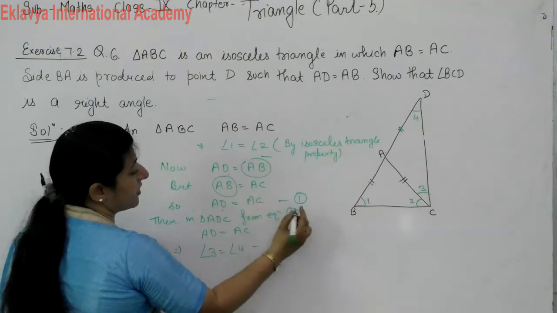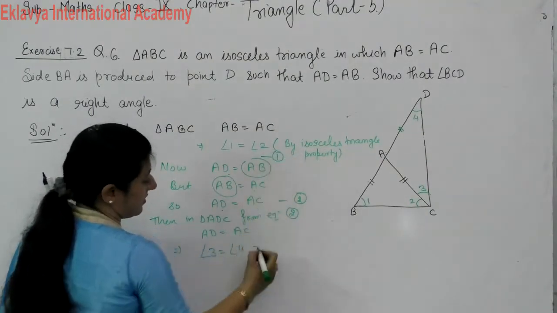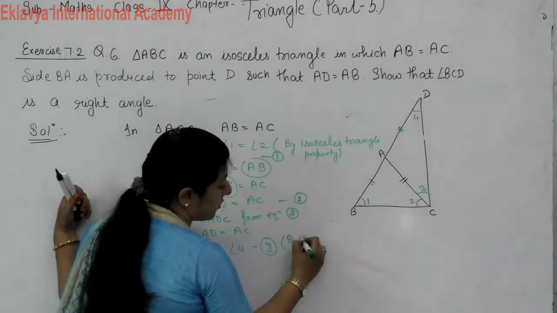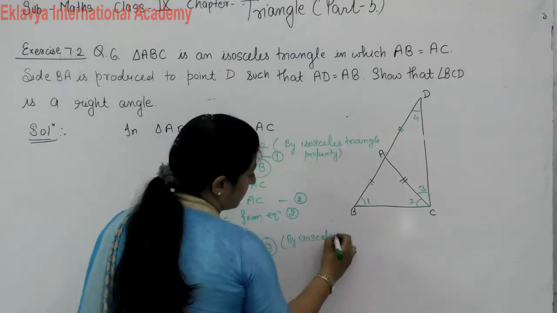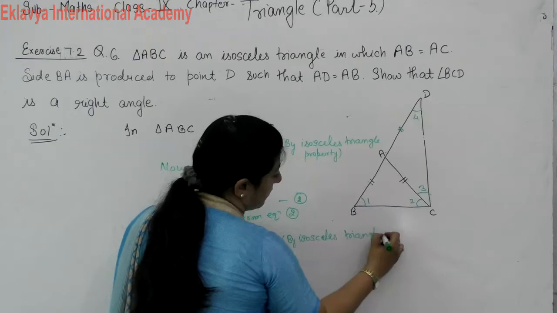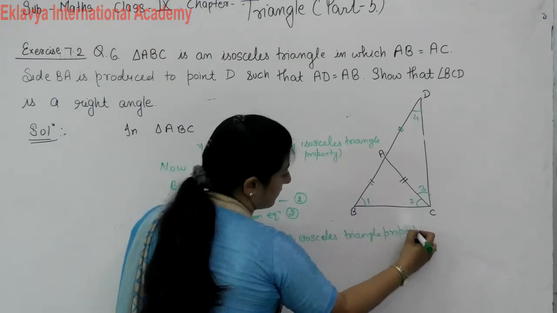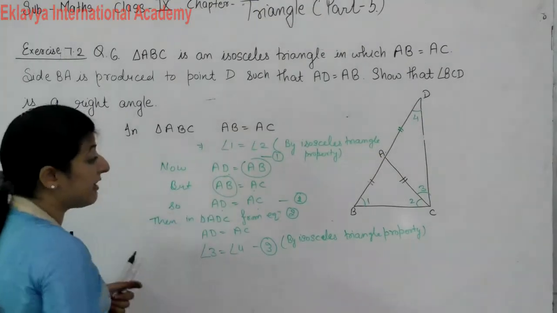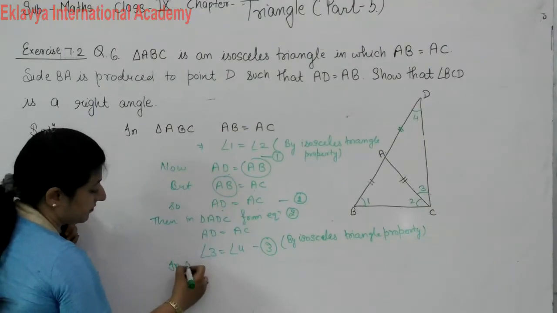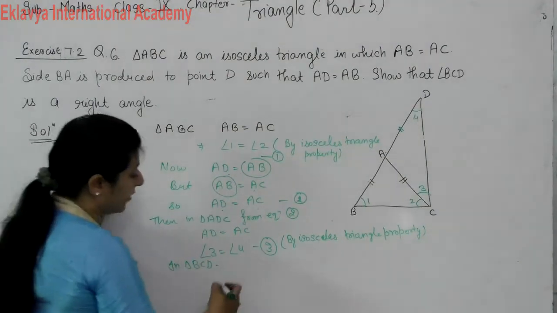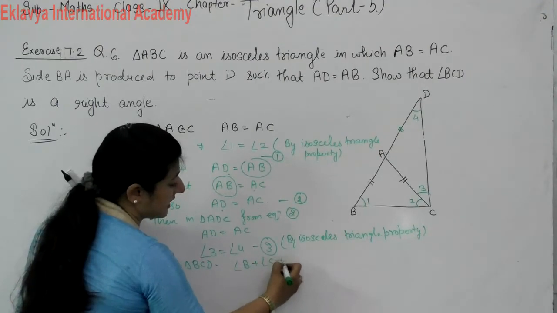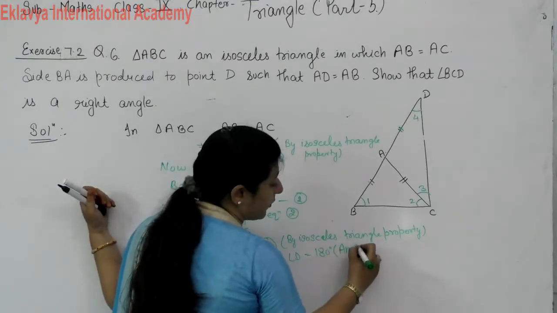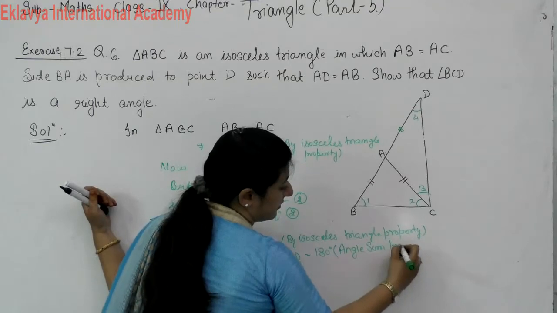This one, equation second. Reason: by isosceles triangle property. Okay. Now see, in triangle BCD, we can write down angle B plus angle C plus angle D is equal to 180 degrees. That is the angle sum property of a triangle.